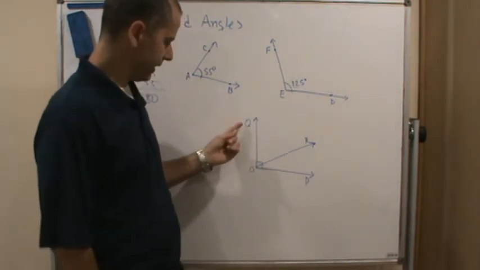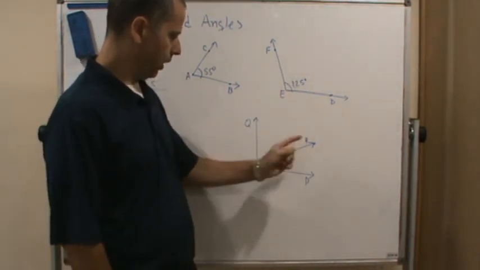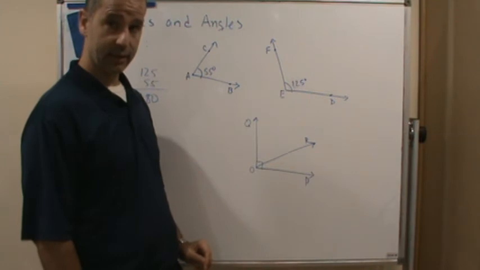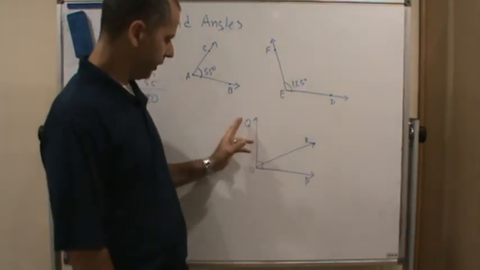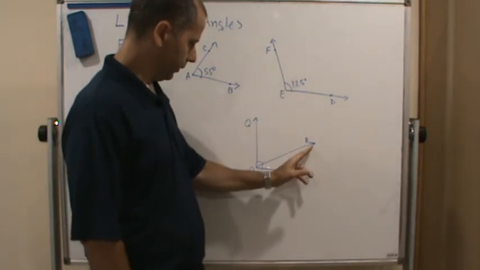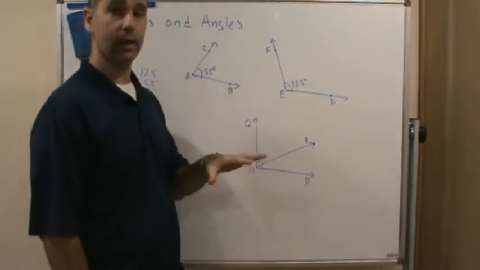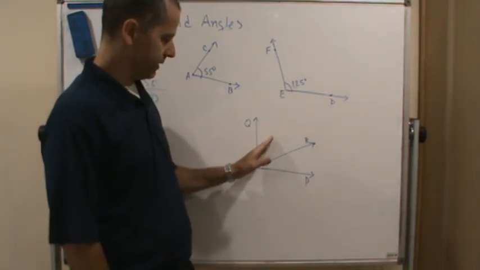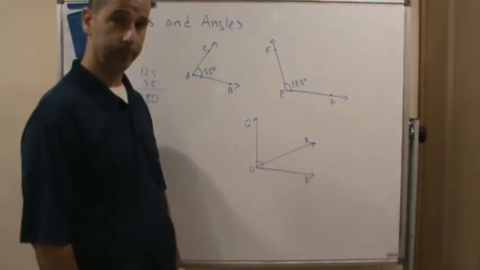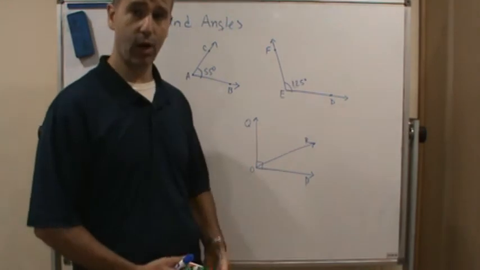So we would say that angle QOR and angle ROP are complementary angles. We would say this angle is the complement of this angle. Okay, and that's really all there is to it.